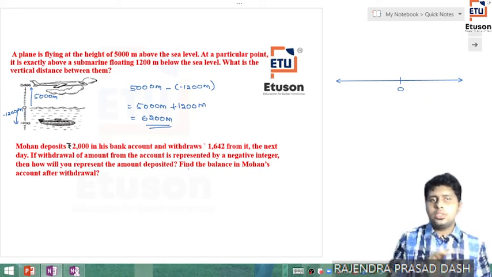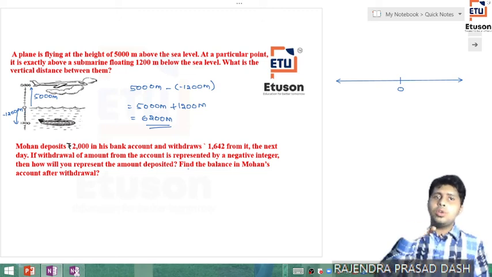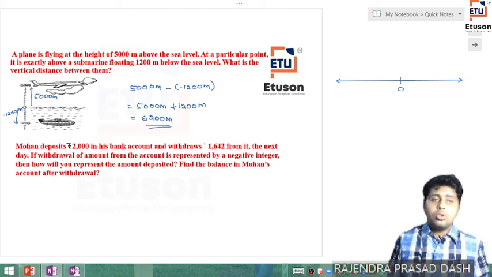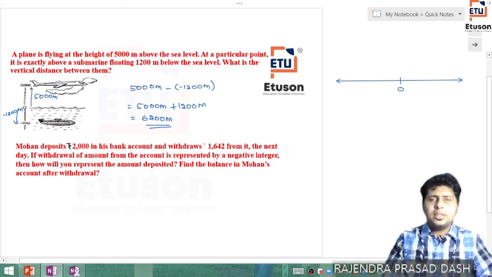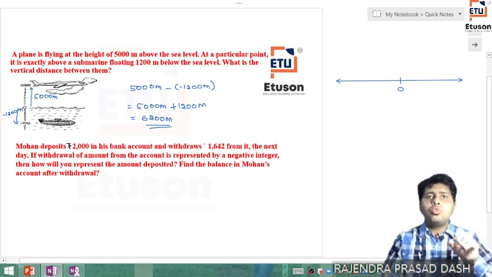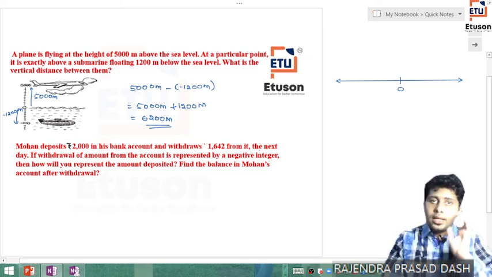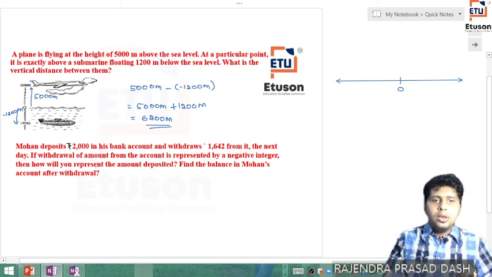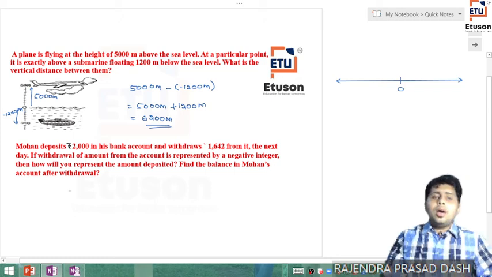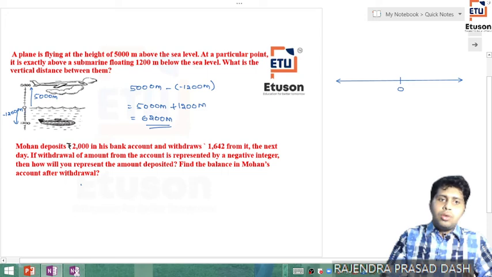So Mohan deposited 2000 rupees and withdrew 1642 rupees. It means minus 1642 rupees is being taken by him. What is being given in the question? The withdrawal of an amount from the account is represented by a negative integer. I have already told you, to withdraw, to take a loan, to borrow, that is represented only by negative integers. Then how will you represent the amount deposited? It will be represented as positive, so the amount deposited will be plus 2000.